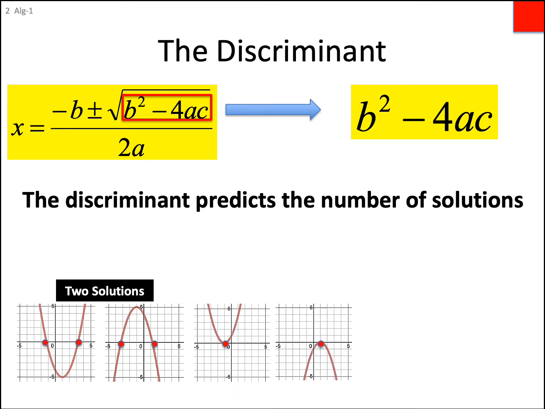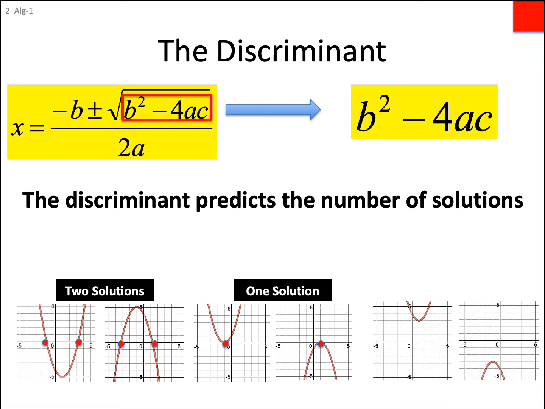A parabola could also only touch the x-axis in one position. Notice here is a concave up or concave down parabola where it only crosses the x-axis in one spot. Well, if it crosses in one spot, it means it has one solution. Lastly, you could have parabolas that never touch the x-axis. In other words, there's no solution.